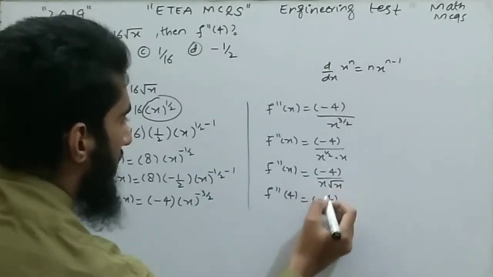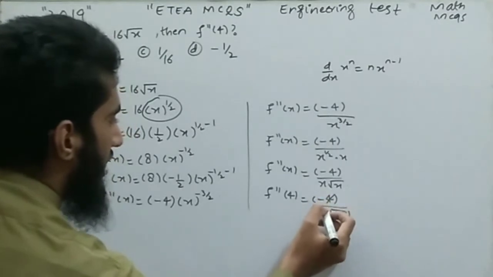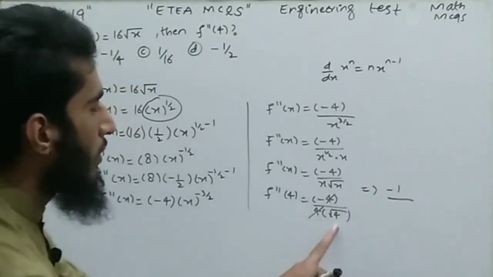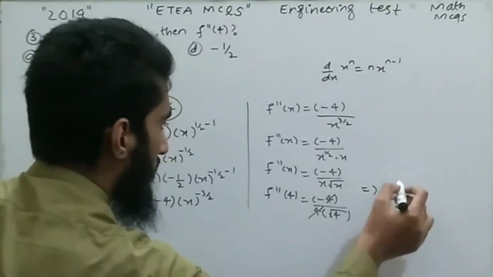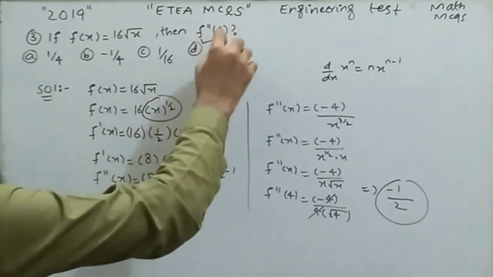Now put the value of x as 4, so it becomes f double prime of 4 equal to minus 4 divided by, put x equal to 4 over here and also put x equal to 4 over here. So this 4 is cancelled out with 4, we are left with negative 1 in the numerator, divided by the square root of 4, which is equal to 2. So the required and desired answer for this MCQ will be option number D, minus 1 by 2.